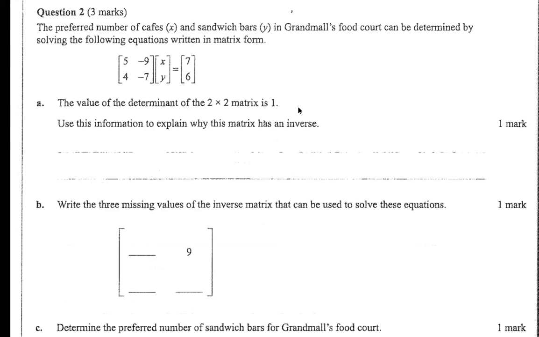Question 2, pretty easy. The preferred number of cafes and sandwich bars in Grand Mall food court can be determined by solving the following equations written in matrix form. The value of the determinant of the 2x2 matrix is 1. Using this information, explain why this matrix has an inverse. That means the square matrix is invertible, or it's non-singular, okay?